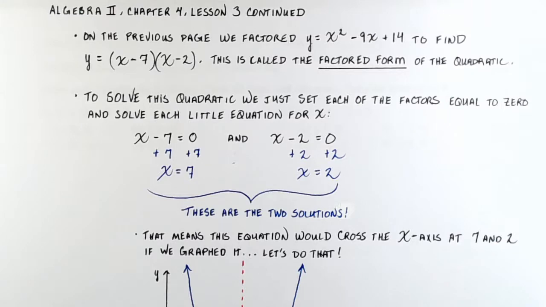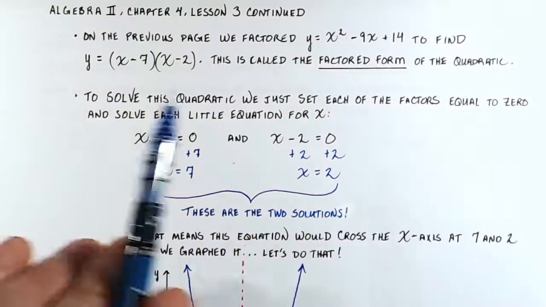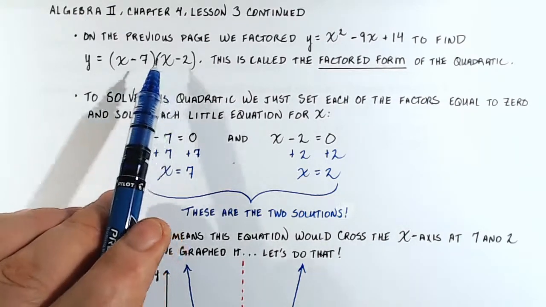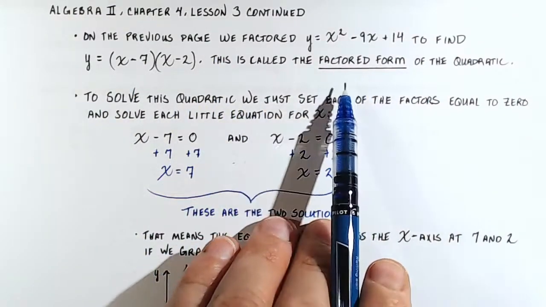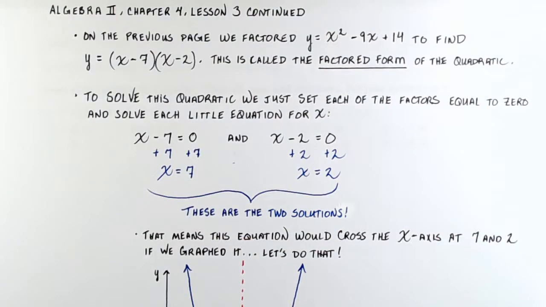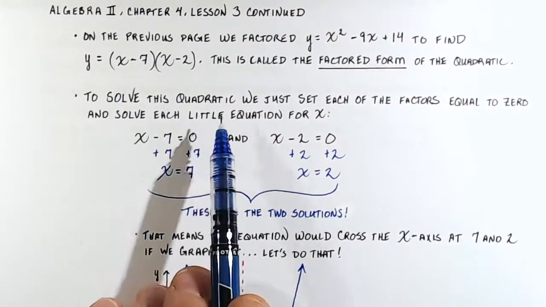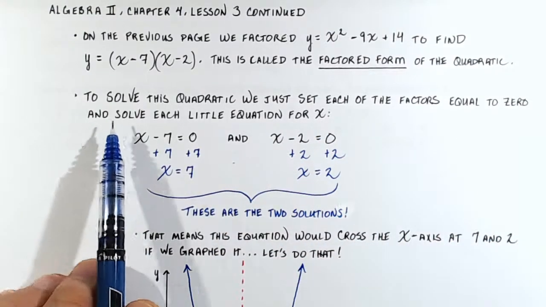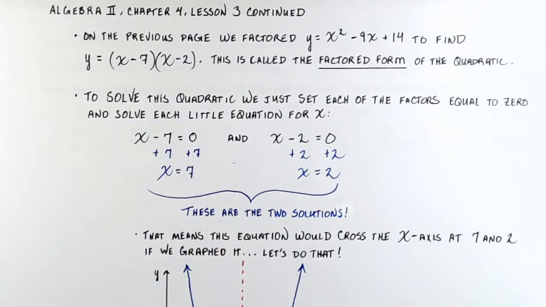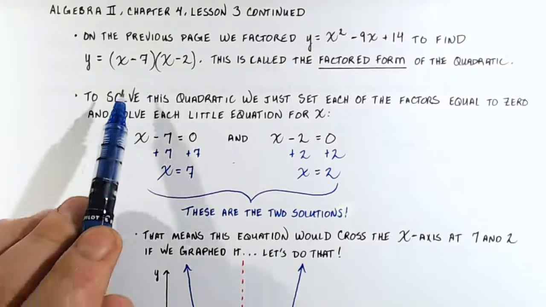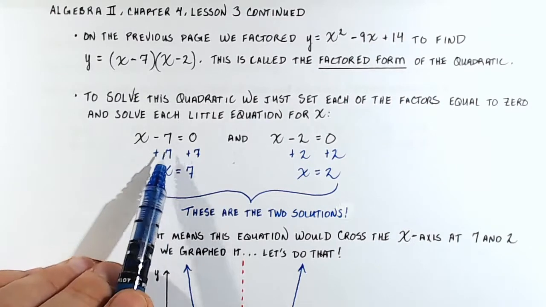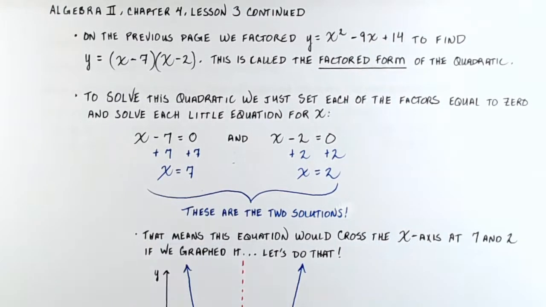On the previous page, we factored y equals x squared minus 9x plus 14 to find that y equals x minus 7 times x minus 2. This is called the factored form of the quadratic equation. Now, to solve this quadratic, we just set each of the factors equal to 0 and solve each little equation for x. So I drop the parentheses and write the factor x minus 7, set it equal to 0, and solve for x. I add 7 to both sides and I get x equals 7.